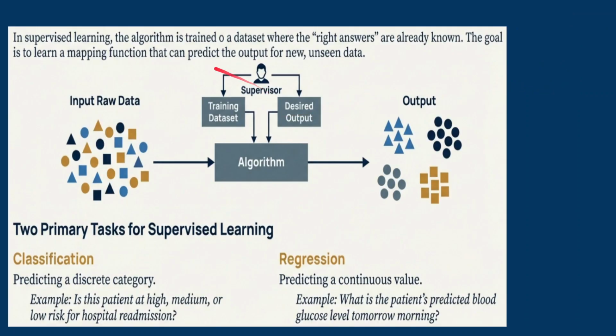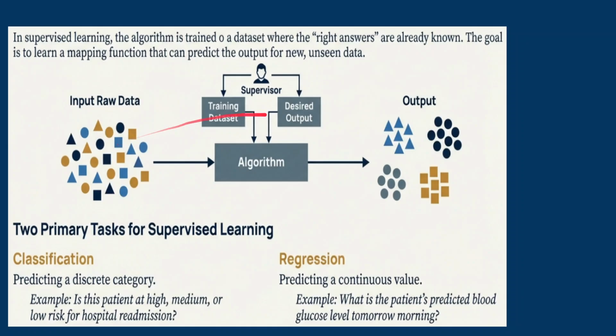And let us see the models here. In supervised learning, the algorithm is trained on a data set with the right answers already known. The goal is to learn a mapping function that can predict the output for new unseen data. So the scenario is like this. We have input raw data, a mixture of data collected along the way, and then supervised learning, that means labeled learning. We have the training data set, we have the desired output, and the algorithm works on the training data set and the expected output, and accordingly it gives the output.